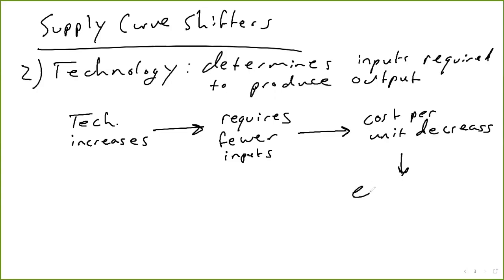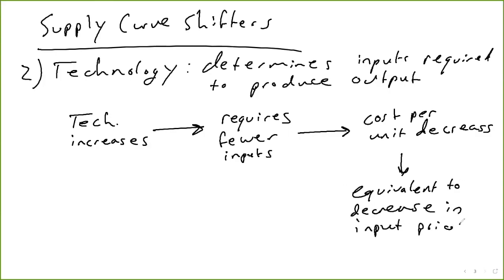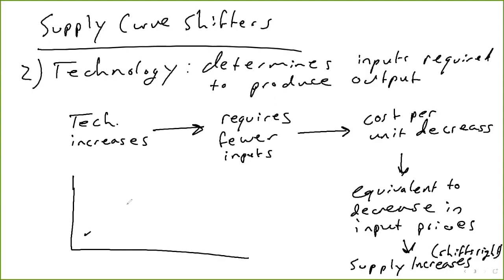And this is equivalent to a fall or decrease in input prices, which means supply increases or shifts right. Graphically, this is supply. Once technology increases, we shift to the right.